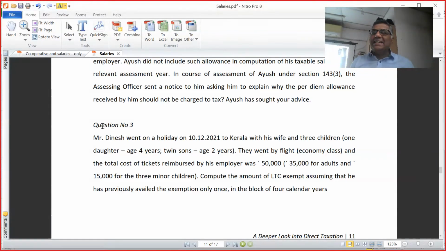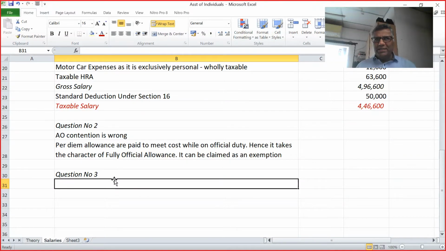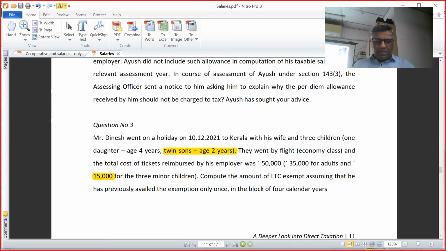Okay, fully exempt because you can see it's the second that is twins. So all the 3 children can be claimed. If it is the reverse, then 5,000 becomes taxable. If first is twins, then out of this 15,000, only 10,000 can be exempt and 5,000 will be taxable. But in this case, entire amount is exempt. Sir, the shortest route exempt. It's an assumption always.